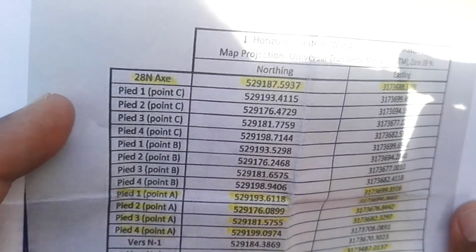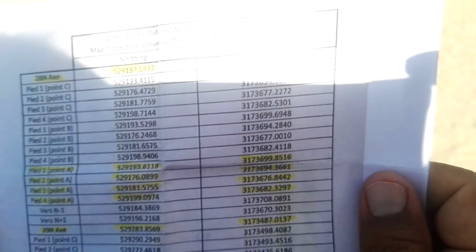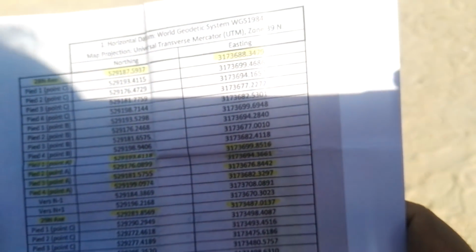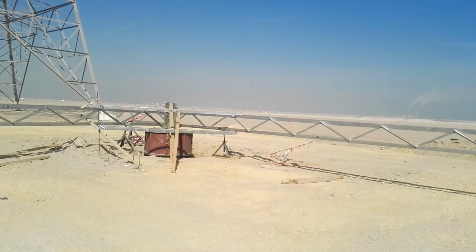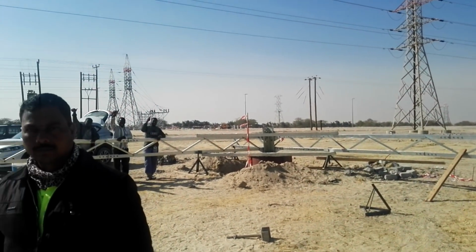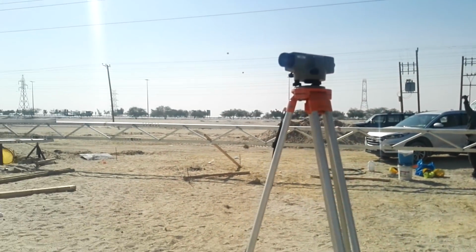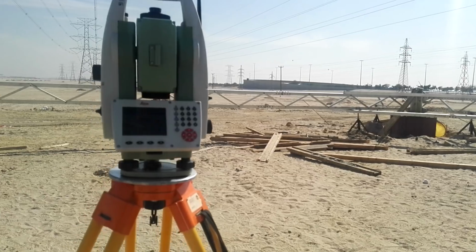So here I have these pairs of numbers, and these are the coordinates. These coordinates are for the bottom and top, four corners, like as you can see on our site, we have four pillars like this. I can show you the other side. And these are the four corners for which I got the coordinates.